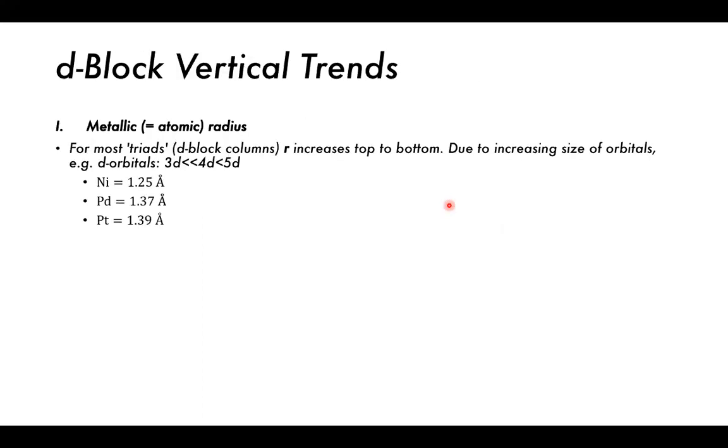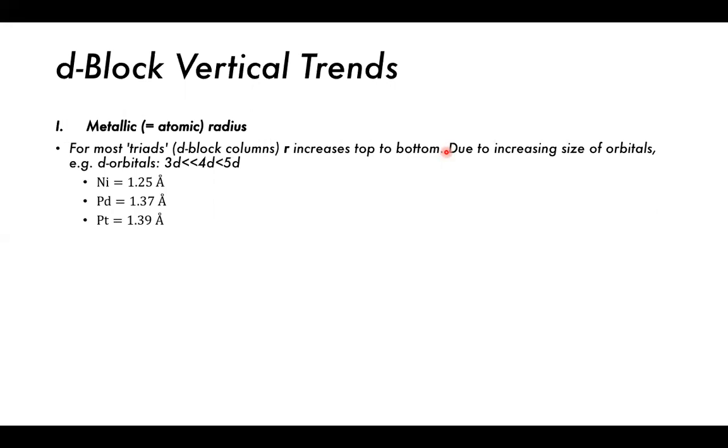So the vertical trends: how do the radii change? Typically we have triads because we have 3 rows of d block metals. The radius increases from top to the bottom. That makes sense because we're adding, going from 3 to 4, and then there is a smaller increase from 4 to 5.